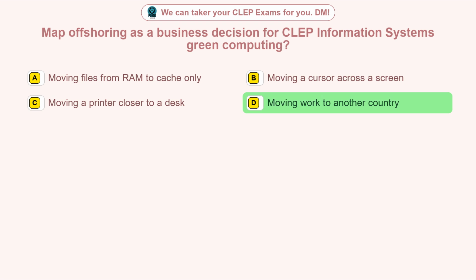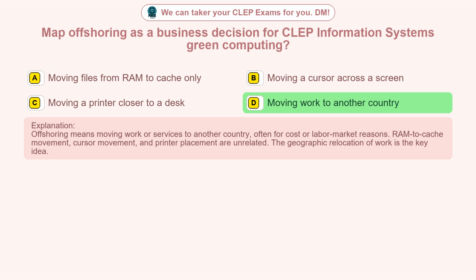The correct answer is option D. Moving work to another country. Offshoring means moving work or services to another country, often for cost or labor market reasons. RAM to cache movement, cursor movement, and printer placement are unrelated. The geographic relocation of work is the key idea.